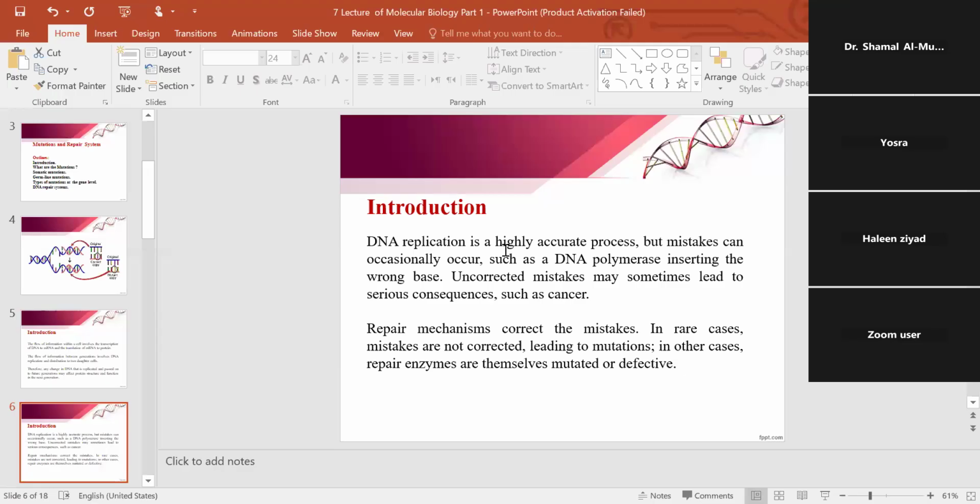You understand, or I think you understand, that the DNA polymerase corrects any mistake that happens in the DNA. And sometimes, in very few cases, the DNA polymerase cannot repair this mistake, or the enzyme itself is a mutant or inactive. Maybe it happens.